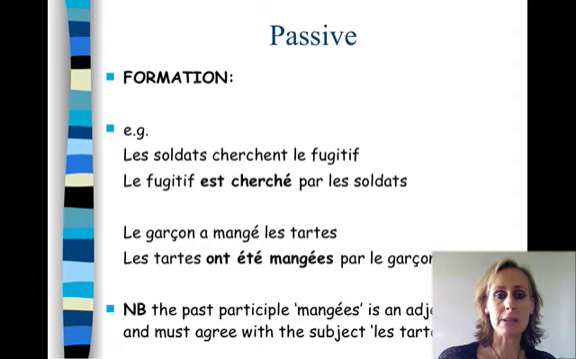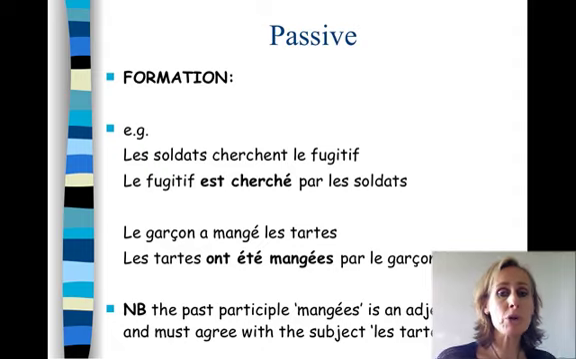How do we form it? Let's have a look. Les soldats cherchent le fugitif. Cherchent is the present tense of chercher. So we need to use the present tense of être. Le fugitif est, and then cherché is the past participle of chercher. Le fugitif est cherché, and then we have our agent, par les soldats.